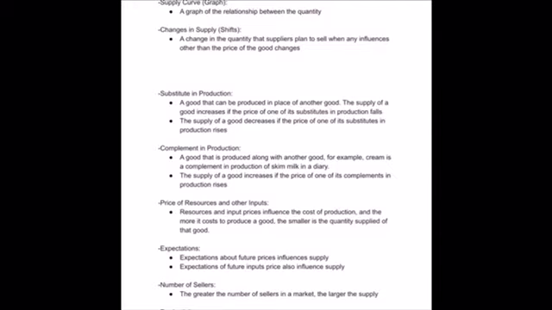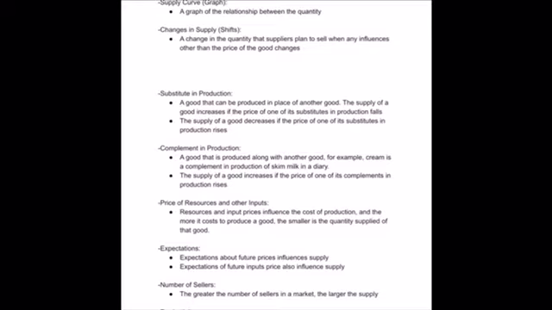The price of resources and inputs. Resource and input prices influence the cost of production, and the more it costs to produce a good, the smaller the quantity supplied of that good will be. So if it's very expensive to produce one item, you're going to have fewer items. That's like expensive car manufacturers. The more the car costs, there are obviously fewer of them, as opposed to Toyota, who's very cheap for the most part and can produce a lot more.